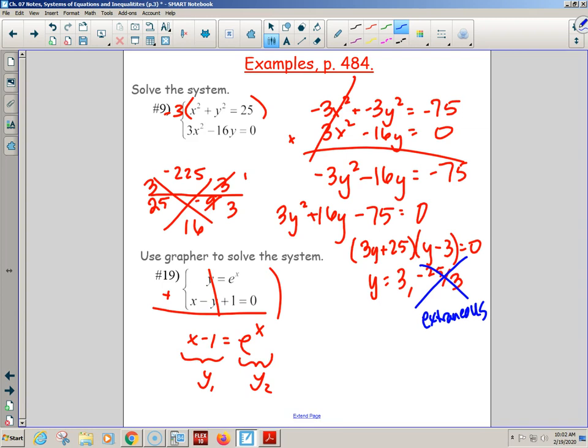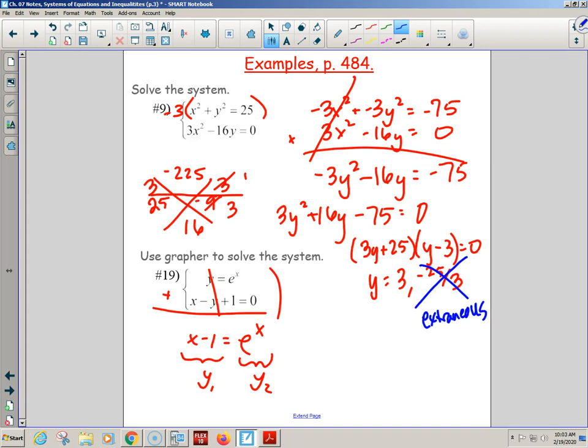But how did I know that? What's it mean to be extraneous again? Yeah, mathematically it looks like it should have worked, but it doesn't fit. It doesn't work. I like your logic. You're seeing, well, the 25 doesn't.